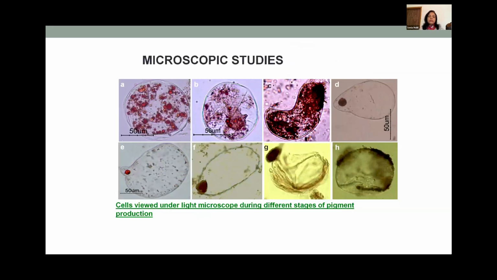Now we wanted to see how these cells look under the microscope. We took a single cell from this suspension culture and looked at it under the microscope, and what we see is that initially, when the cells are full of the pigment, they are globular in shape.